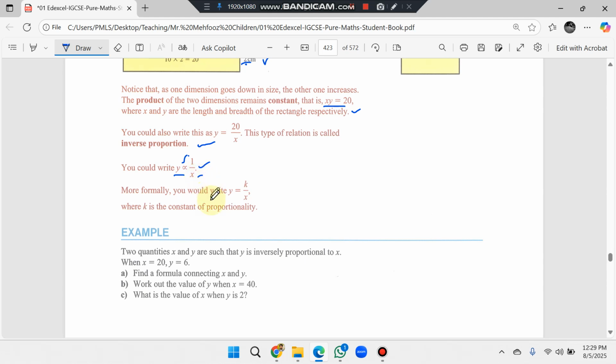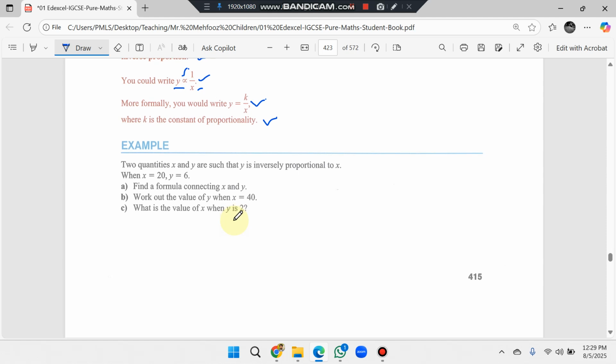So if you use inverse, you just use x, and if you use direct, then you use 1 over x. More formally, you would write it as y equals k over x. This is the basic difference between direct proportion and inverse proportion: y equals kx and y equals k over x, where k is the constant of proportionality.